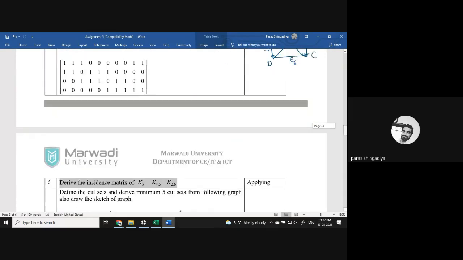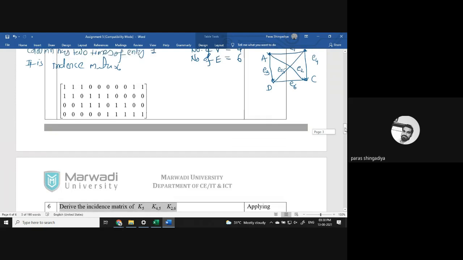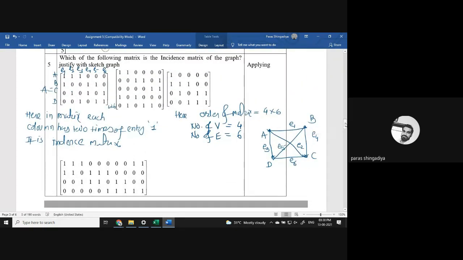And one more question is question number 6. We already discussed these questions for the adjacency matrix, but now we derive the incidence matrix of K5, K4,5 and K2,6. So also practice it. We'll discuss any doubts in the next lab. And then we'll start question number 7, the next topic. Any query, any confusion to anyone? Whenever you are free, complete up to question number 6. Clear? We'll discuss any doubts in the next lab. Here we'll stop.